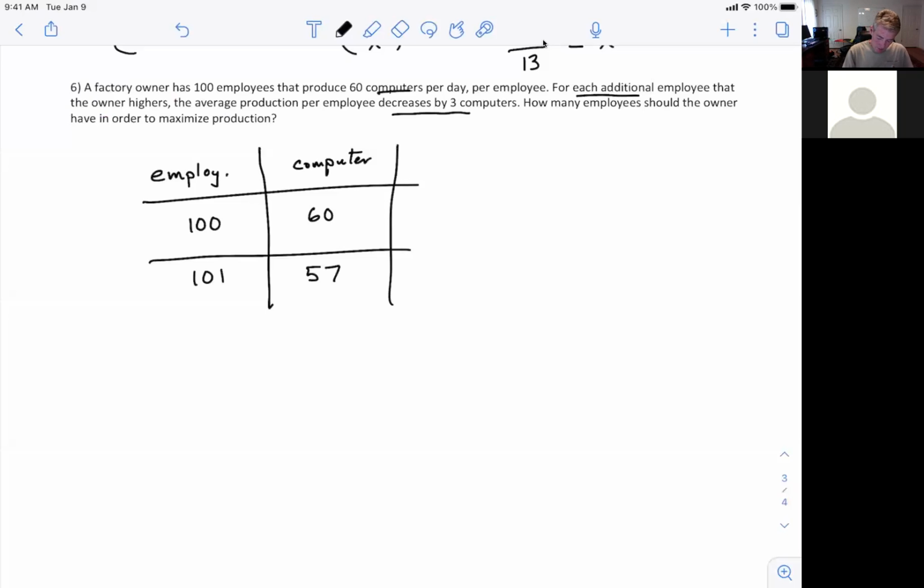So the total production would just be, in this case, 100 times 60. So that would be the number 60 with 2 extra zeros. So the company would be putting out 6,000 computers per day. If it was 101 employees times 57, 101 times 57, then that equals 5,757 computers, which is actually worse. So maybe they should have 100 employees, or maybe even less. Maybe they could get by with 95 employees and they would still make more than 6,000 computers. Okay, so that's the setup.